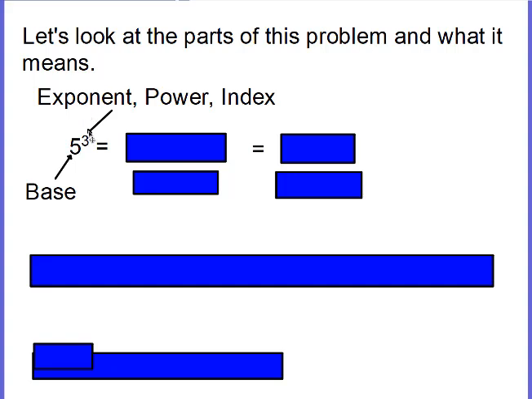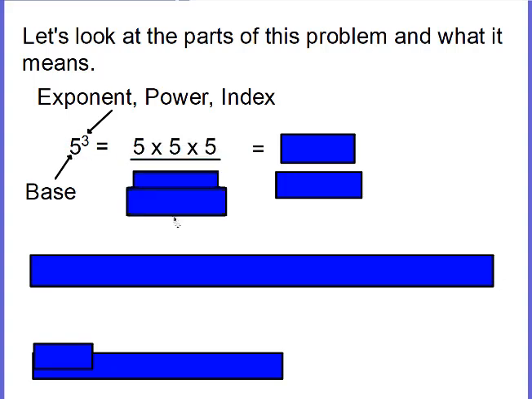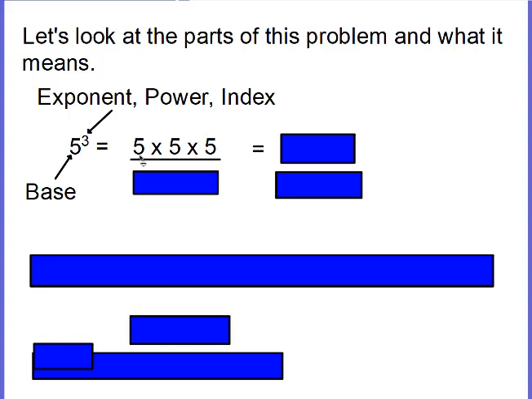Now we also need to understand what this means. This really means 5 times 5 times 5. So this means 5 multiplied by itself 3 times. And these 5s right here, whenever I write it out like this, are called factors. So when I write it out, these are the factors.